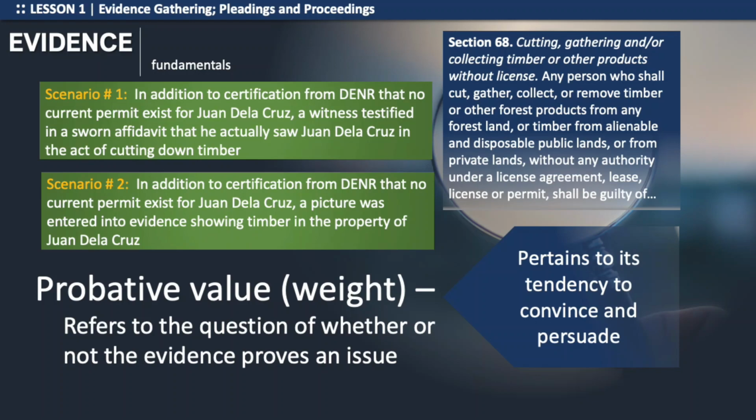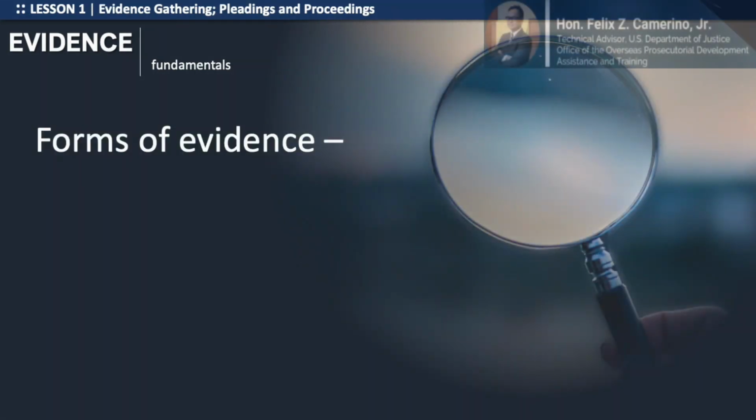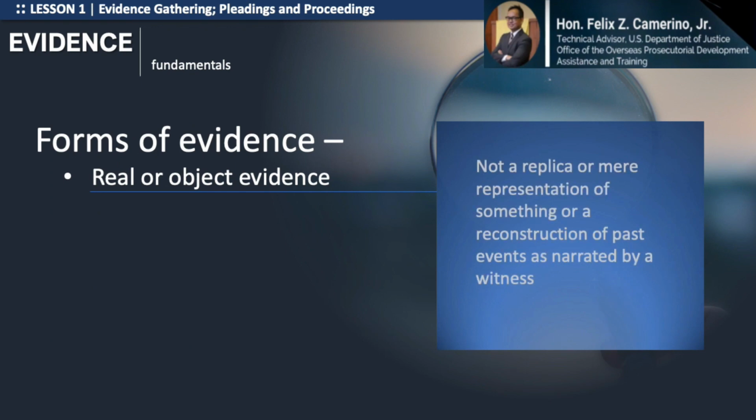Proceeding now to the forms of evidence. The rules on evidence provide three forms, and we'll discuss them one at a time. All right, let's start with the first one, which is real or object evidence.